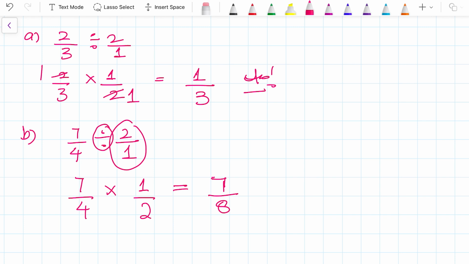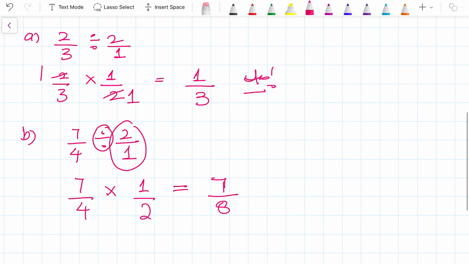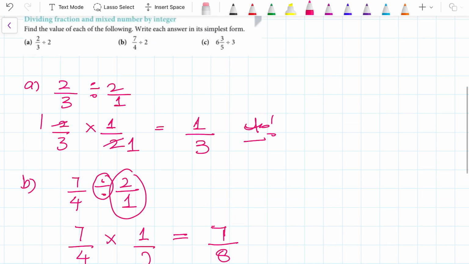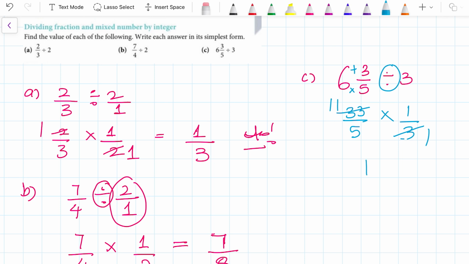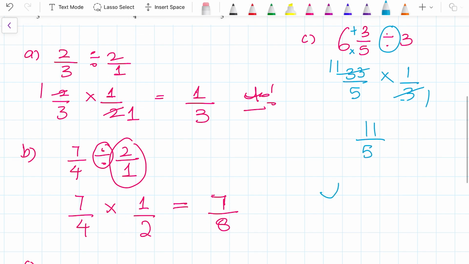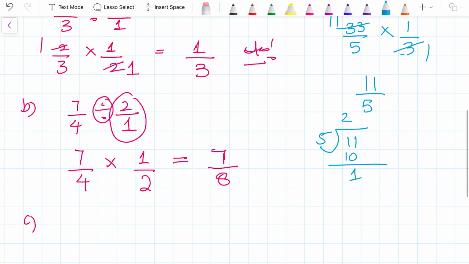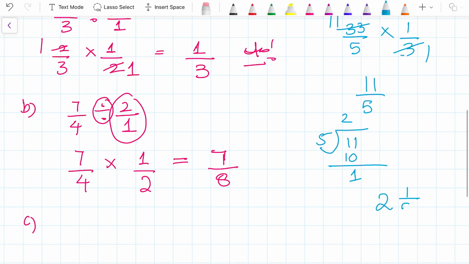Move on to the third part, which says 6 whole 3 upon 5 divided by 3. Change the mixed fraction into an improper fraction. 30 plus 3 is 33 upon 5. Multiplication, 1 upon 3. 3 times 1, 3 times 11. So you get 11 upon 5, which cannot be simplified any further. 5 times 2 is 10, 1 is the remainder. So it becomes 2 whole 1 upon 5 as my answer.